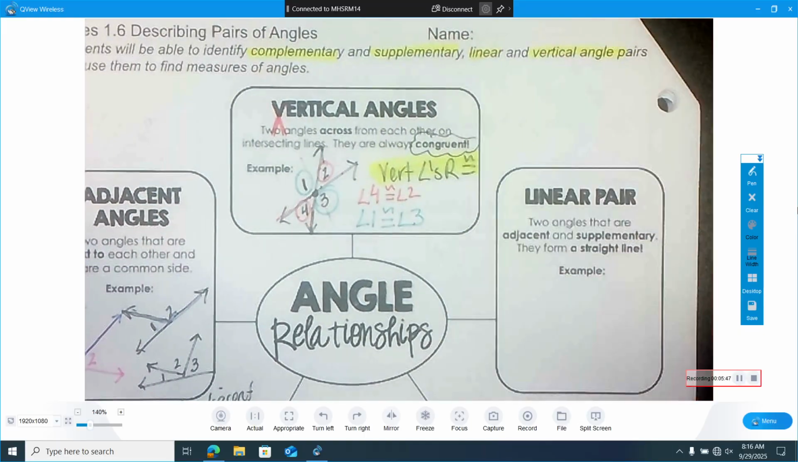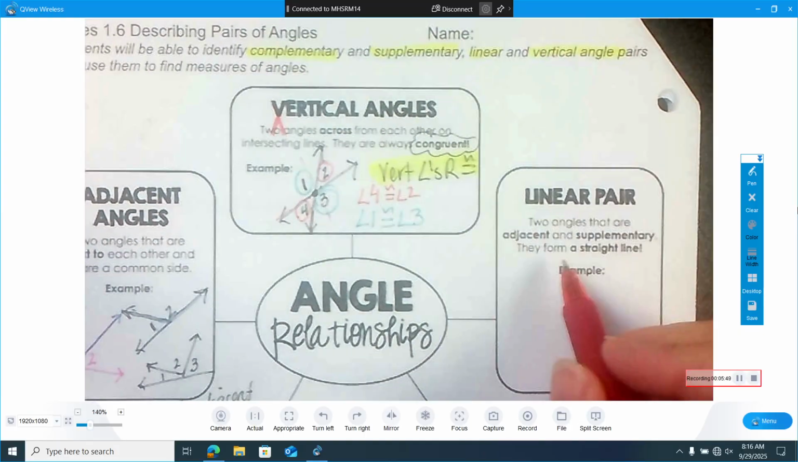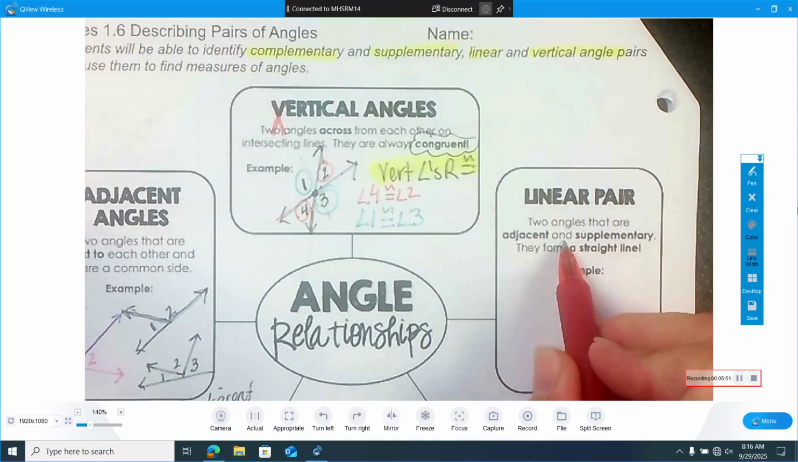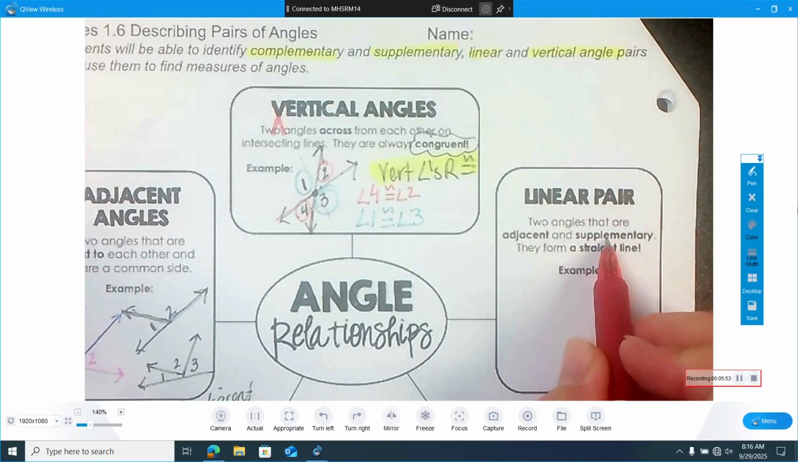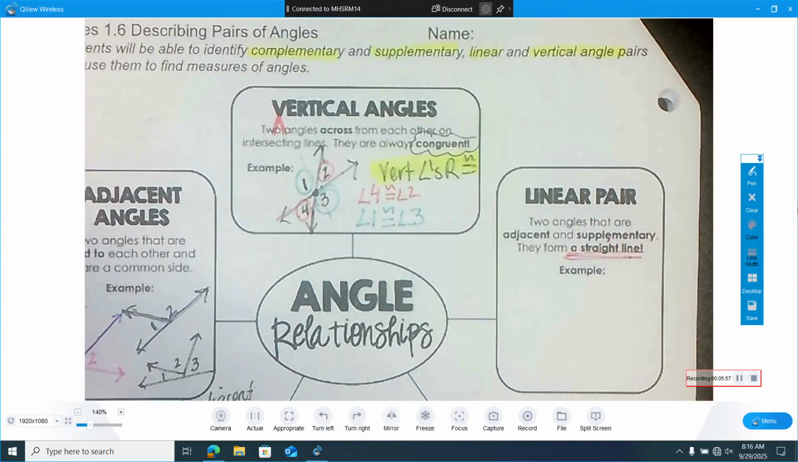A linear pair. You know a lot about a linear pair. They are two angles that are adjacent and supplementary. They form a straight line, I think is really the key here.